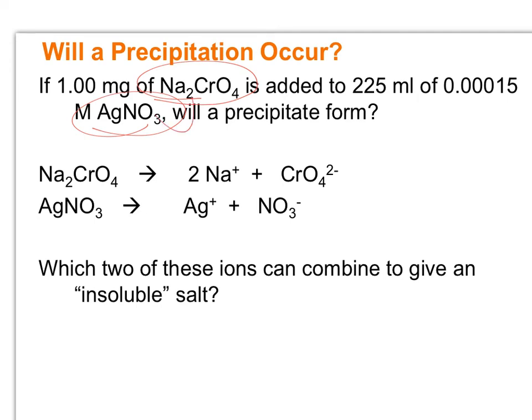If you remember that from first semester of chemistry, we mix two ionic compounds and they switch partners. And so if they swapped partners, what would the two products be? Well, the silver would end up with the chromate, and the sodium would end up with the nitrate.